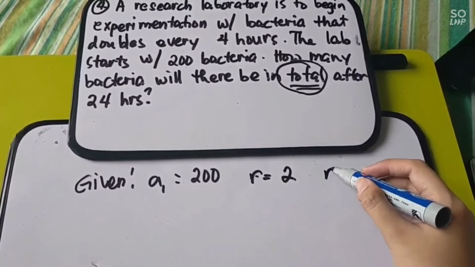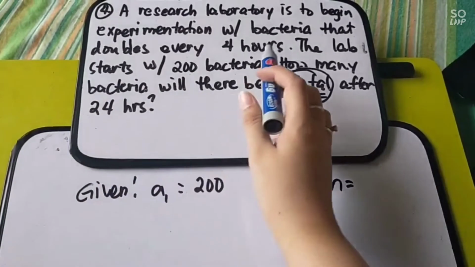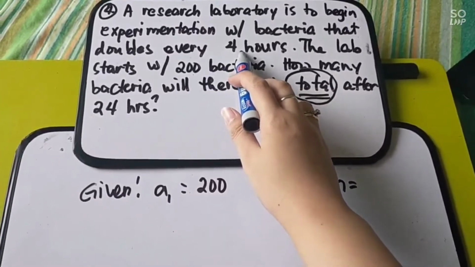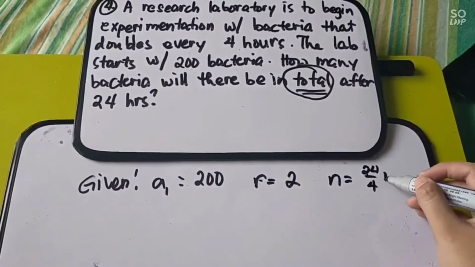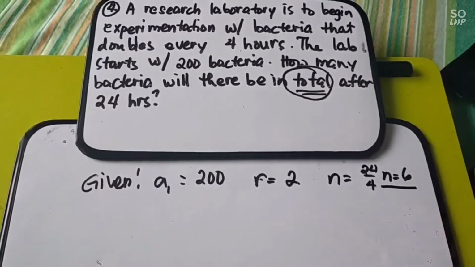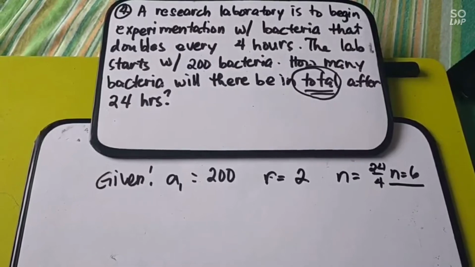Our n, how is it? Since we have here 24 hours, and it doubles every 4 hours, you are going to divide it. So, divide 24 by 4, our n is 6. It means it doubles 6 times. Alright?